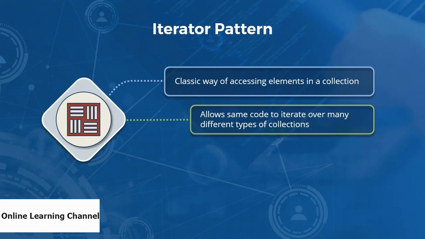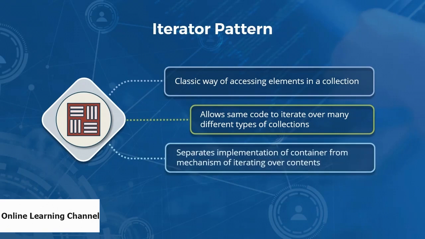The basic idea behind the iterator pattern is that it separates the implementation of the container, being your collection, from the mechanism of iterating over the contents of your container. So, how you iterate should be different from what exactly the collection is about, how the collection is represented.